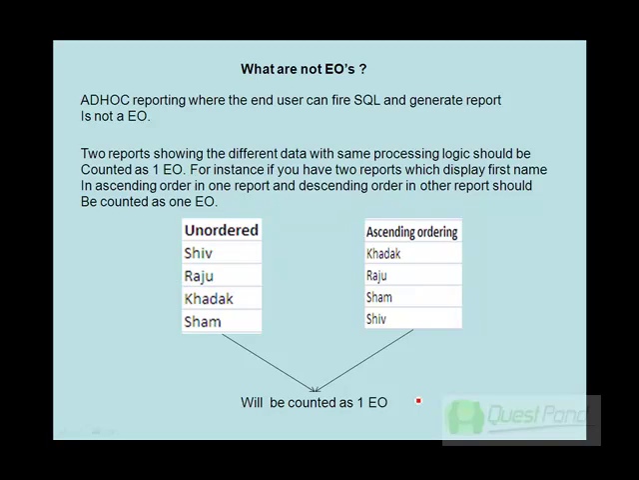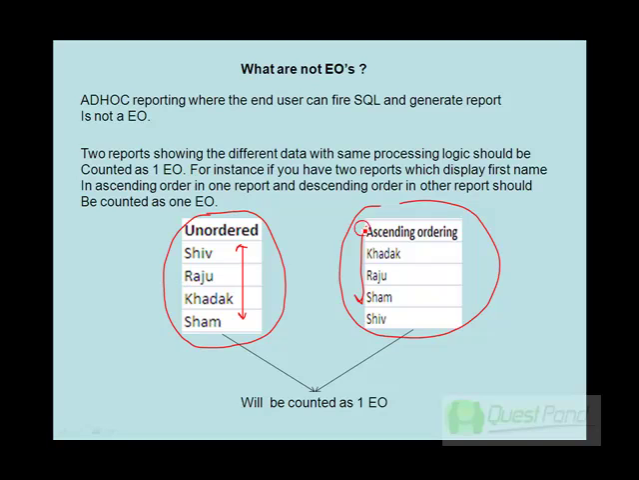2 reports showing different data with the same processing logic should be counted as 1 EO. For example, let's say we have one complex report which shows data in an unordered fashion. Now we have a different link, and when we click on that link, it shows an ascending order report for the same data. So you are showing the same data, but with some different kind of processing logic, then it should be counted as 1 EO. So 2 reports showing different data, but with the same processing logic, should be counted as one EO.